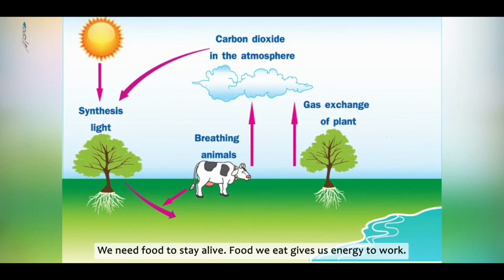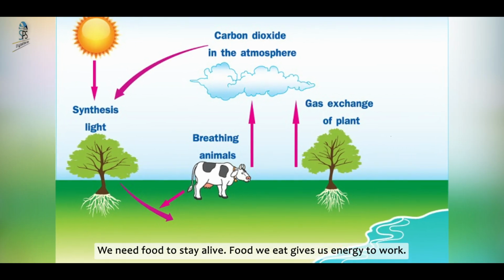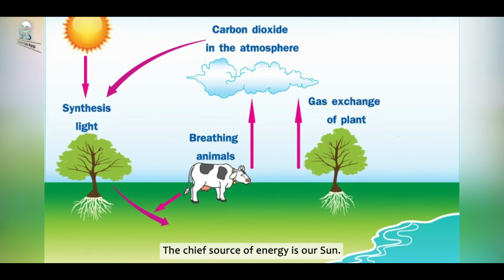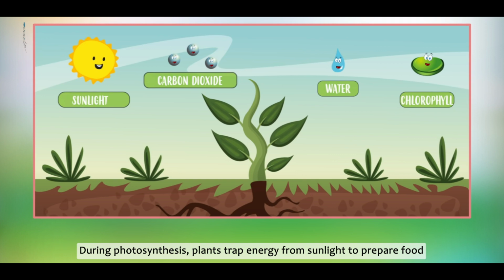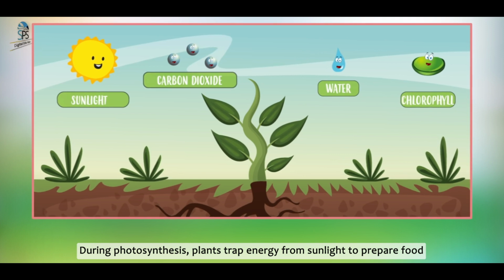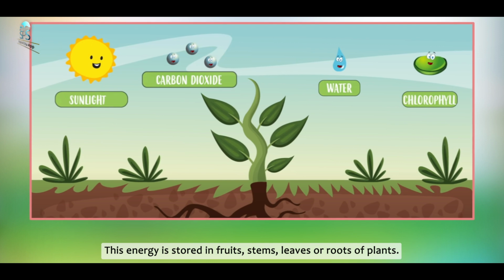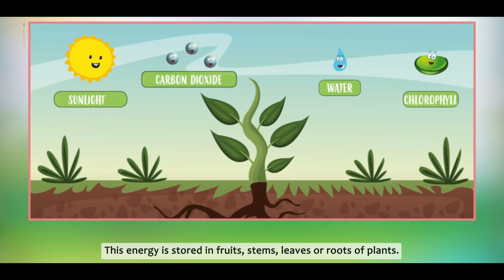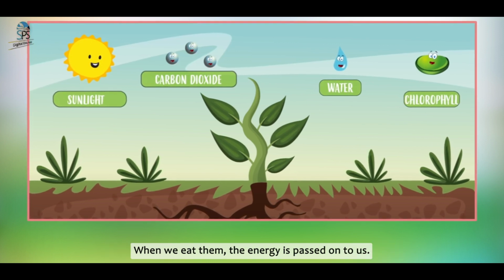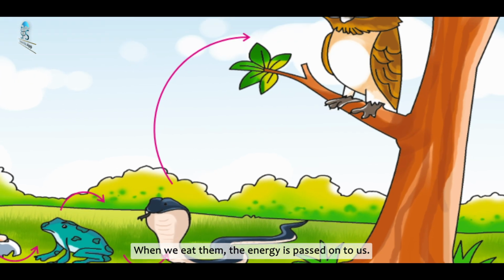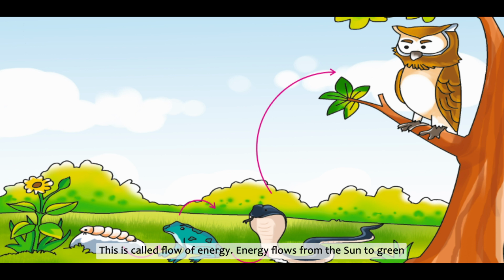Food and energy. We need food to stay alive. Food we eat gives us energy to work. The chief source of energy is our sun. During photosynthesis, plants trap energy from sunlight to prepare food. This energy is stored in fruits, stem, leaves, or roots of plants. When we eat them, the energy is passed on to us. This is called flow of energy.